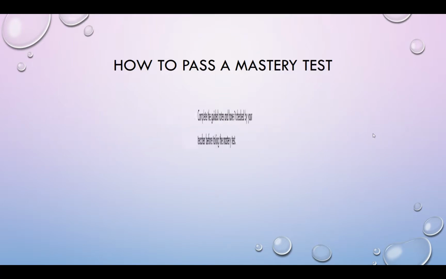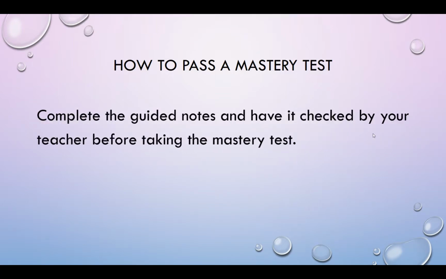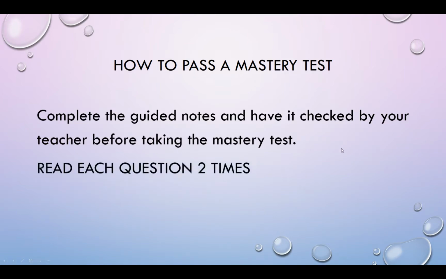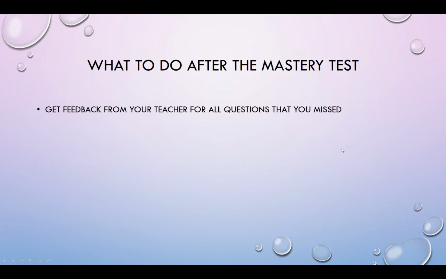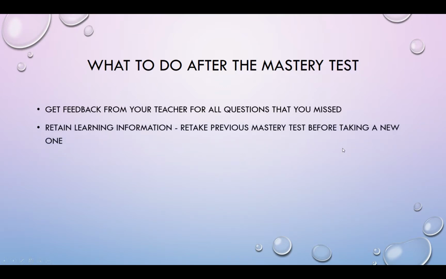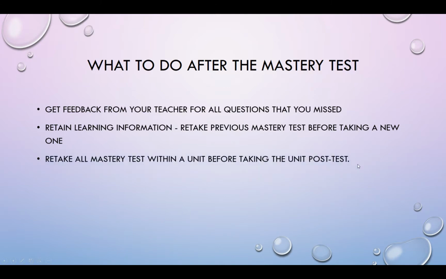How to pass a mastery test? Very simple. One, complete the guided notes and have it checked by your teacher before taking the mastery test. Duh. Next, read each question 2 times. What to do after the mastery test? Get feedback from your teacher for all questions that you missed. Retain learning information. In other words, retake previous mastery tests before taking a new one. Yes, it's called spiraling back. And next, retake all mastery tests within a unit before taking the unit post test. If you follow the things that are inside this guide, you will be successful.